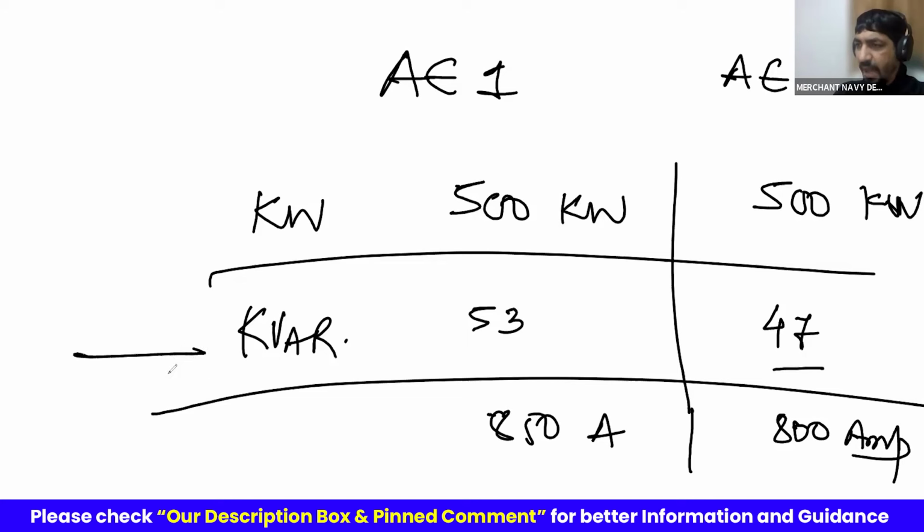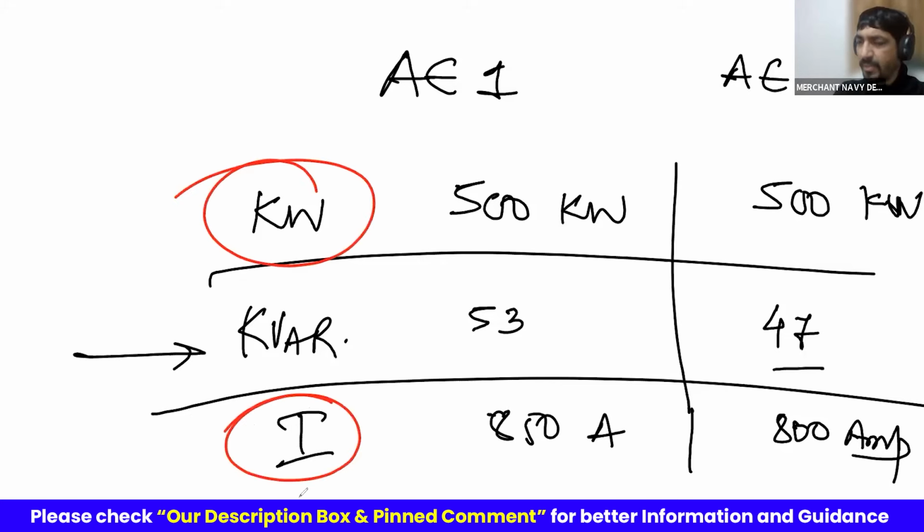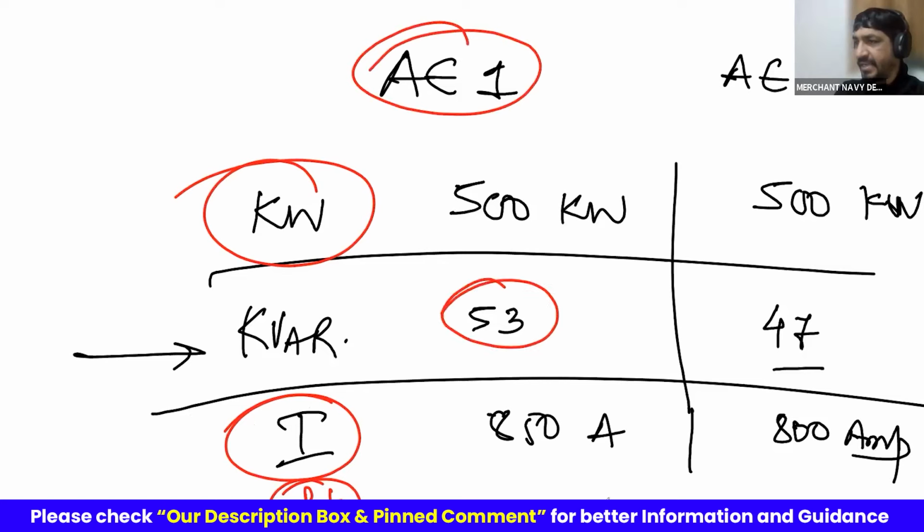So you will not see the kVAR value directly. You will see the current on the panel, you can see the kilowatt on the panel, and you can see the power factor on the panel. For AE1, since the kVAR is higher, its power factor will be less than 0.8. That will be, let's say, 0.75, and here this may be 0.85. So this may be the situation.